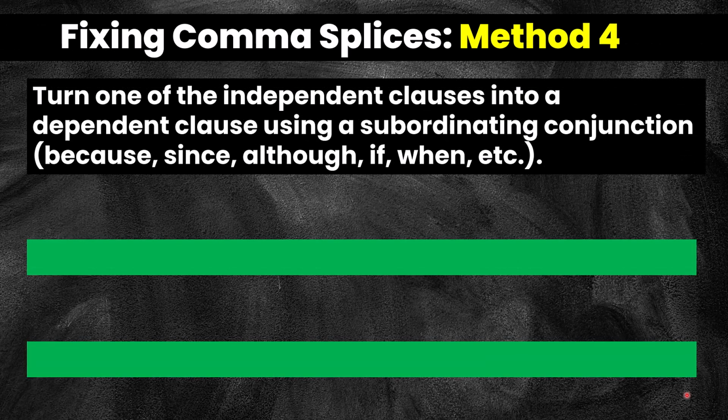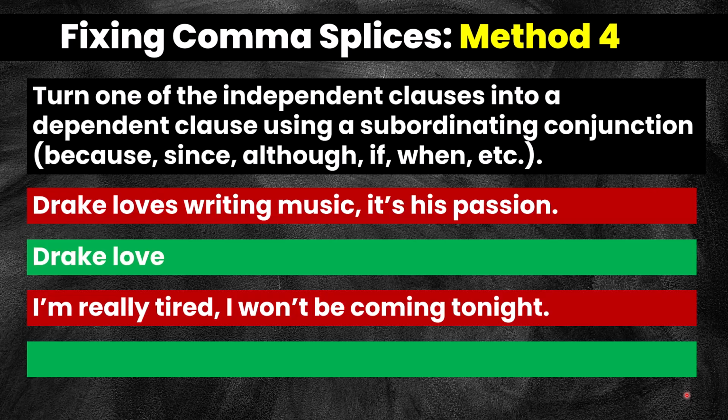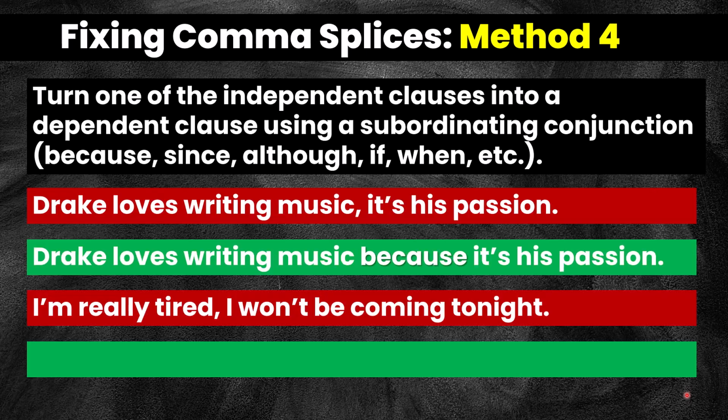Now let's go on to method 4. With method 4, you can turn one of the independent clauses into a dependent clause using a subordinating conjunction. There are many subordinating conjunctions, including because, since, although, if, when, etc. For example, Drake loves writing music because it's his passion.